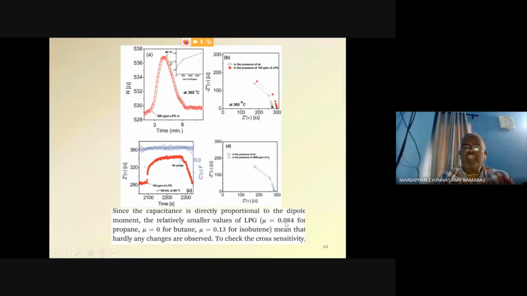It is nearly less than 1, because it's a mixed gas. For butane it is 0.08, for propane, butane of course 0, and isobutane it is 0.1. Because of the very small value of dipole moment, there is no change. We are unable to see any changes in the capacitance. Whereas the previous two materials are so promising for the AC technique, here we don't see anything in the AC technique, but it gives a proper response in DC as well as AC, that means impedance measurement alone.